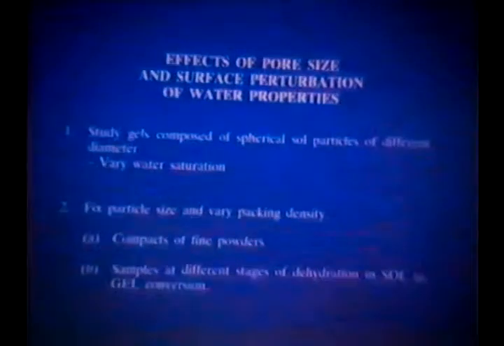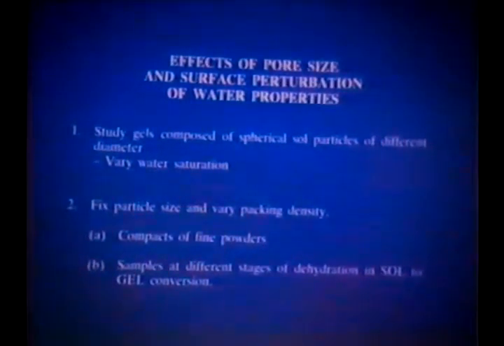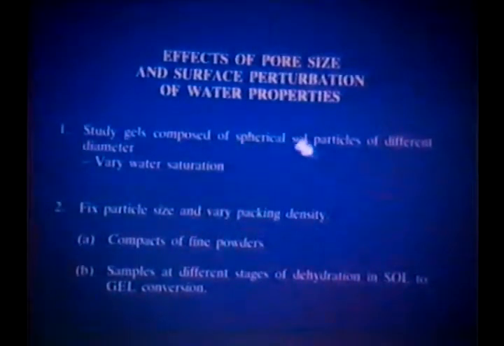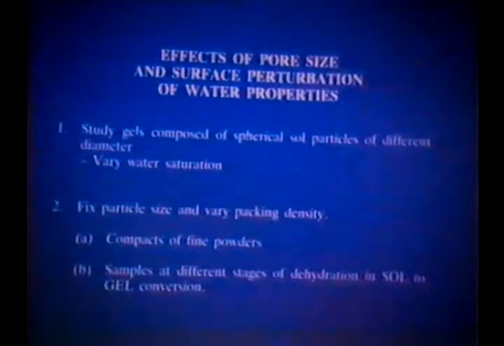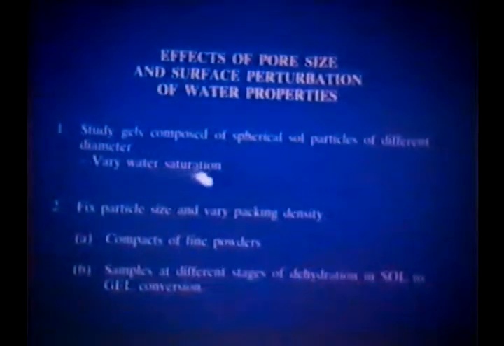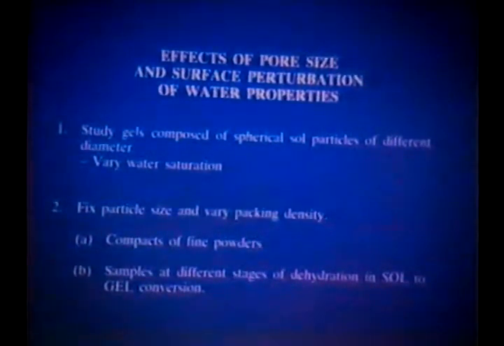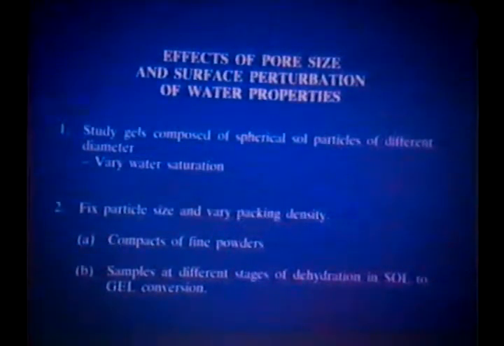Now, if we want to produce uniform porous structures, we could study gels composed of spherical particles. We'll be considering spherical particles of different diameter. We can vary the water saturation, and that will enable us to look at the effect of the surface at different distances from the surface. Alternatively, we can fix the particle size, vary the packing density, and other speakers have mentioned what one can do by compacting fine powders to different porosity. What we'll be concerned with is looking at fixed particle size and varying the packing density, if you like, in going from a sol to a gel.